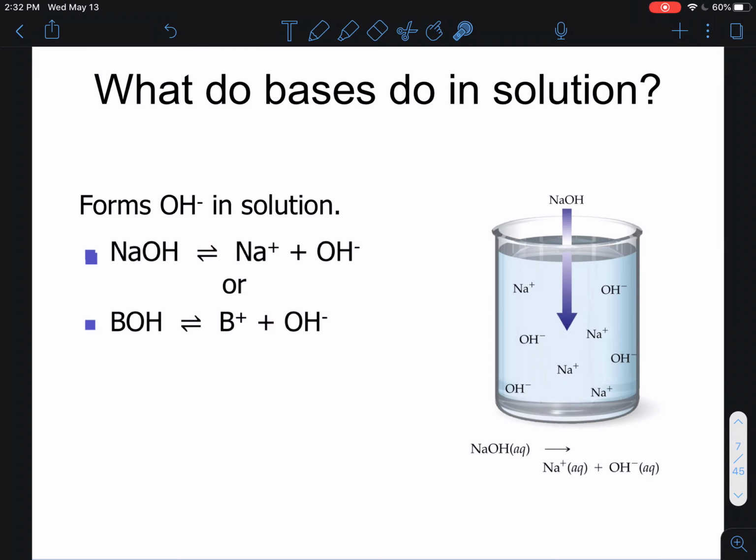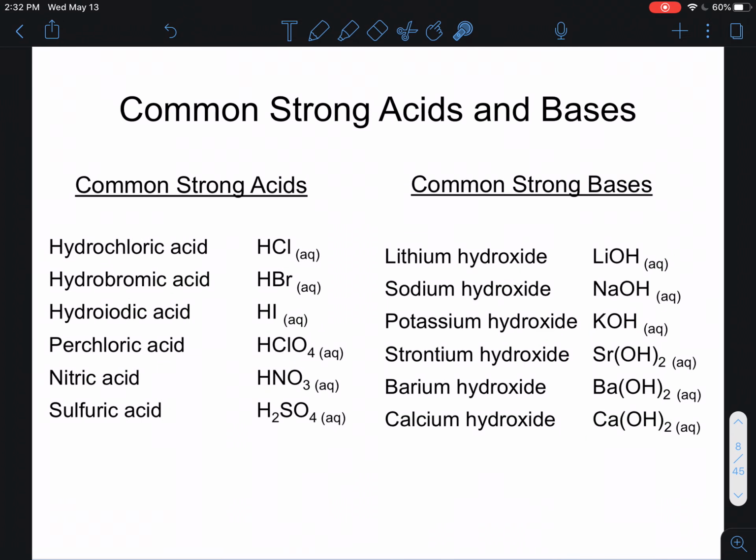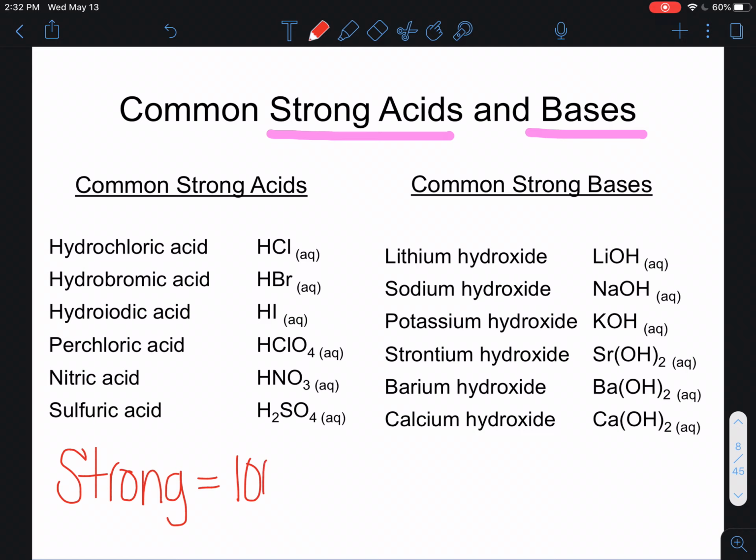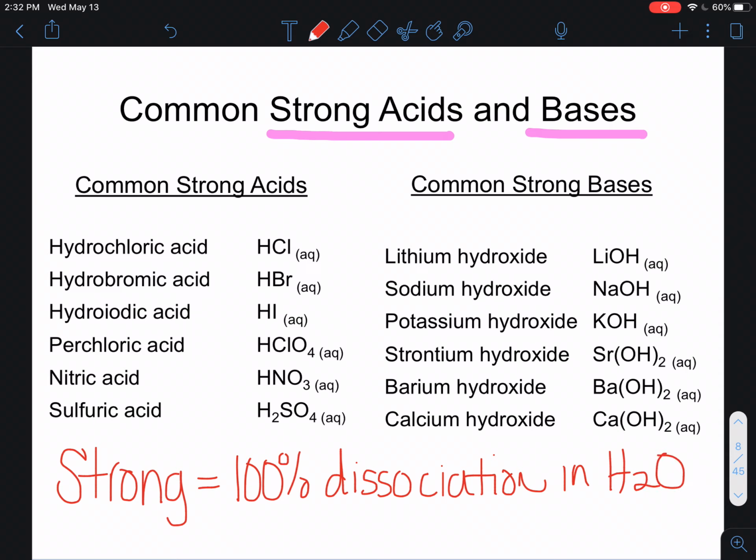So again, this is the same thing. I'm just going to go ahead and skip this. So here are some really common strong acids and strong bases. It's really important to understand what strong acid and strong base means, or specifically what we mean by strong. Strong means 100% dissociation in H2O. These are for Arrhenius acids and bases. So if it's a strong acid or a strong base, 100% dissociation in water.